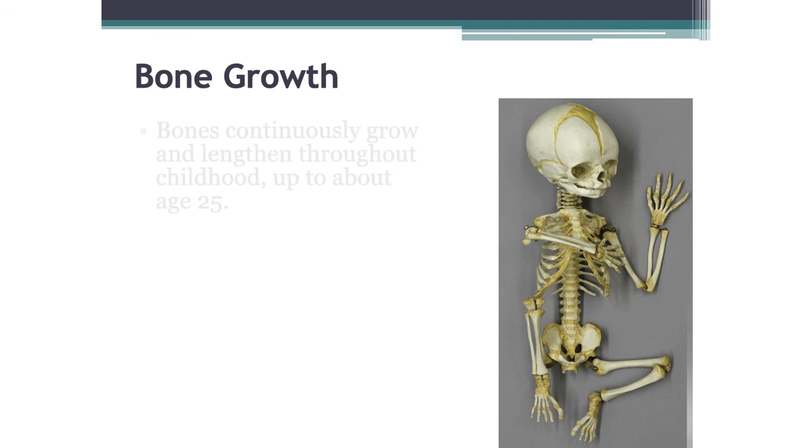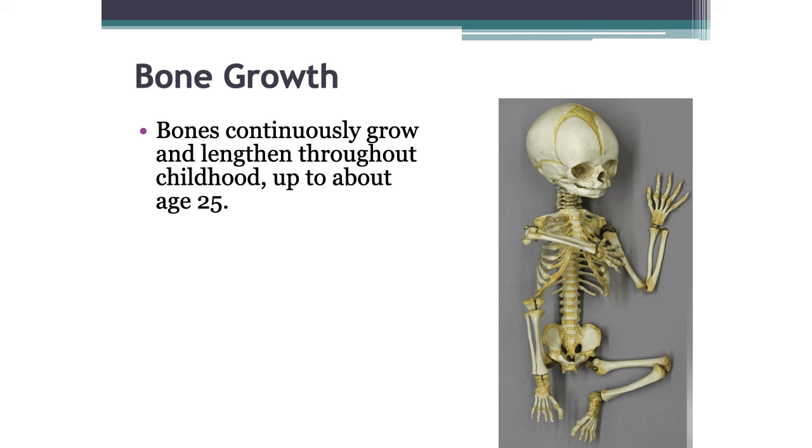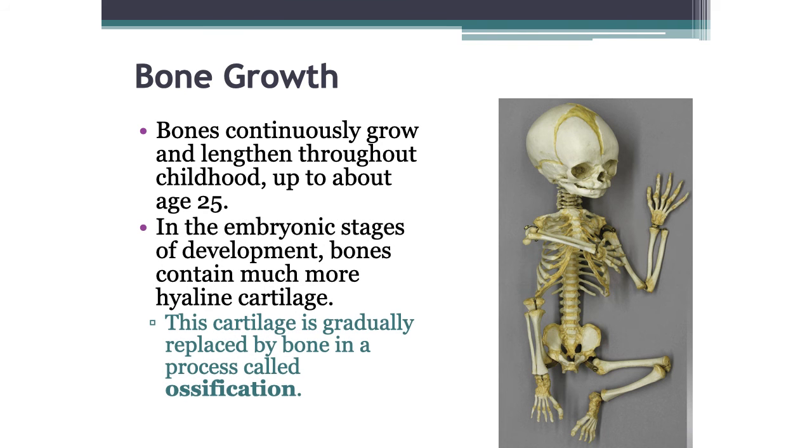Now this is really interesting about bone growth. Bones continuously grow and lengthen throughout childhood up to about age 25. In the embryonic stages of development, bones are much more hyaline cartilage, and this cartilage is gradually replaced by bone in a process called ossification. So do you see how this skeleton of an infant, the bones look like they're mostly cartilage, especially in the skull, and that's that soft spot that allows for the skull to pass through the birth canal so that it can shift and move. And then obviously that cartilage is going to form your skull as you get older, but that's that soft spot on a baby's skull.